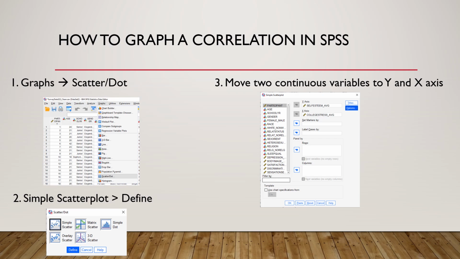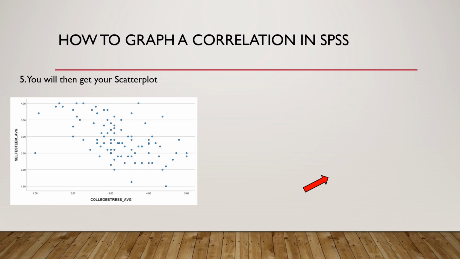I am again doing self-esteem and college stress, and I can choose either way I want it. I could have put self-esteem and college stress in the Y and X respectively, or I could have switched it up and put college stress in the Y-axis and self-esteem in the X-axis. Because it is a bivariate relationship, it does not matter the order at all. Then I click OK. Don't need any other options, just need those two variables. This will pop up in your output with a scatter plot.